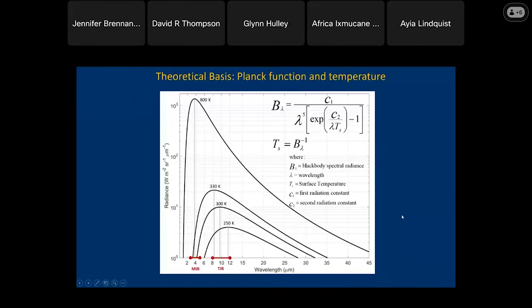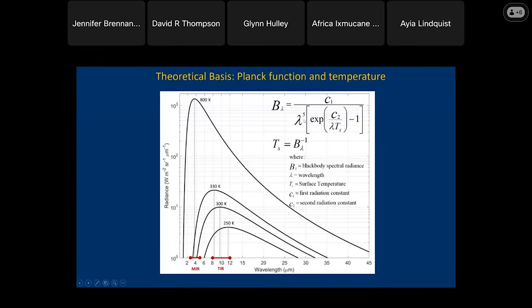So starting off with the Planck function and its relation to temperature, what we're actually measuring is the amount of radiant energy that any surface emits above absolute zero in terms of its temperature. The Planck function is dependent on wavelength, but also the surface temperature. And to retrieve the temperature or the brightness temperature from this measurement, you simply solve for temperature in this equation, or what we sometimes say is inverting the Planck function.